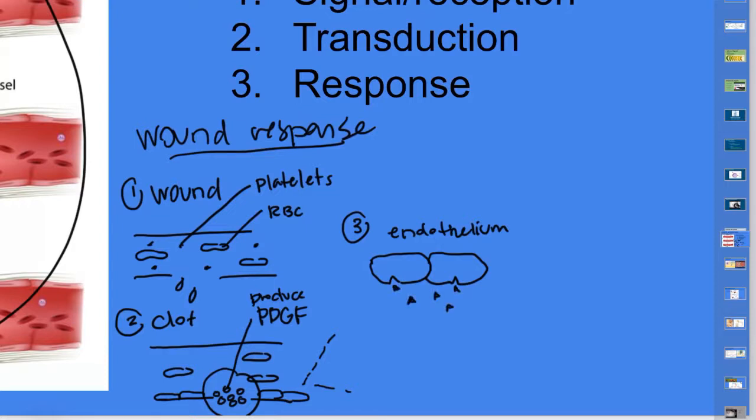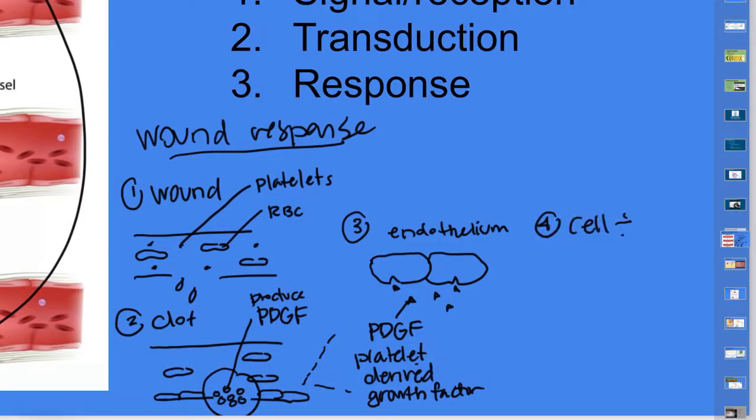Those cells are called the endothelium. So they're inside the capillary. And here's that platelet-derived growth factor that's been released right in that area. Let's label that platelet-derived growth factor. I'll write that. Platelet-derived growth factor. You can just call it PDGF. It's a mouthful. What that platelet-derived growth factor does is turn on the pathway for cell division. You end up with cell division.